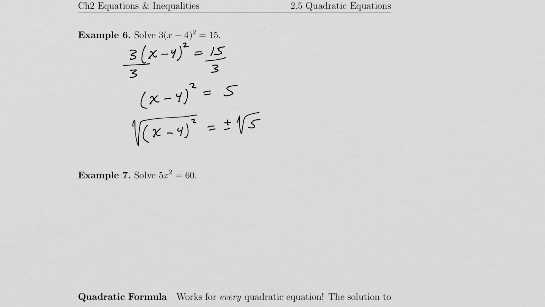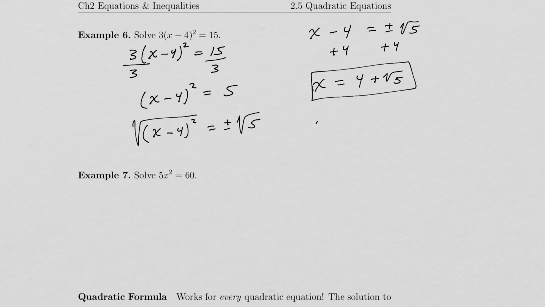And so now I'm going to end up with x minus 4, right? Square root of x minus 4 squared is x minus 4 equals plus or minus radical 5. And then to get x by itself, I need to do one more step. I need to add 4 to both sides. So one solution is x equals 4 plus radical 5. And the other solution is going to be x is equal to 4 minus radical 5. Right? Because I have 4 plus or minus the square root of 5. So I split them up. x equals 4 plus radical 5 and x equals 4 minus radical 5.